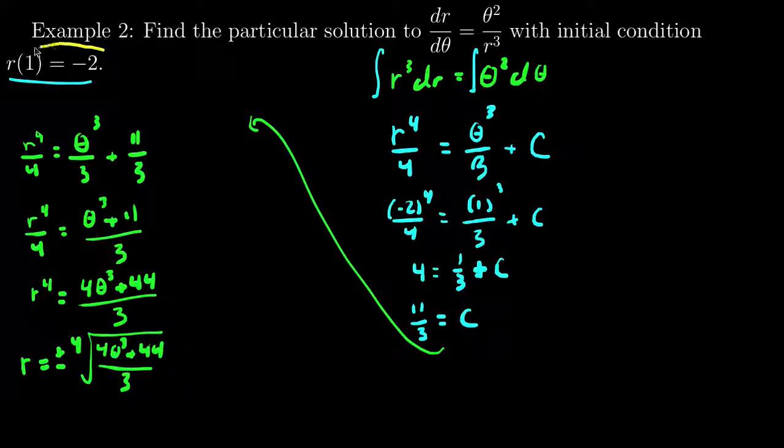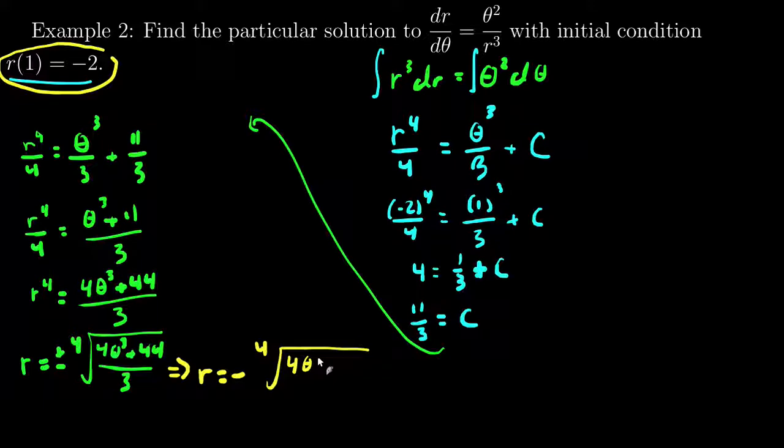I look back at this initial condition. When I put 1 in here, I get 1 cubed times 4 plus 44 gives me 48, divided by 3 gives me 16. The 4th root of 16 is 2. I want to have my output be a negative 2, so I will choose the negative sign here. So r will equal negative 4th root of 4 theta cubed plus 44 all over 3.